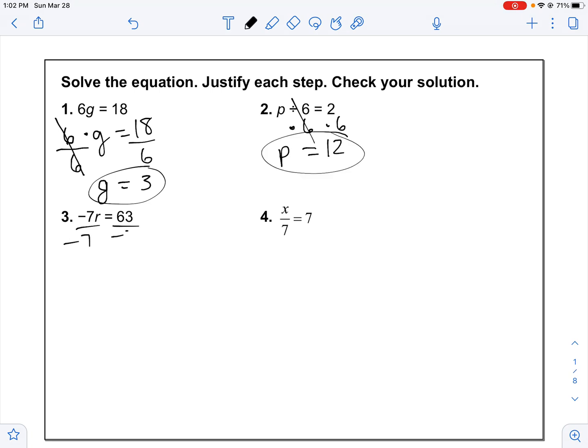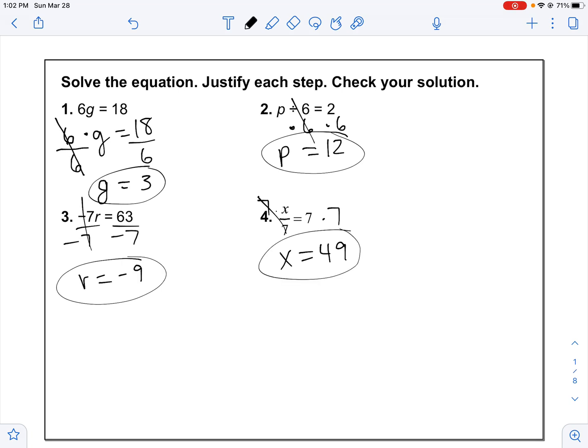Again, this is opposites. We know that that's multiplication, so we do division. And here, that line means divide, so we multiply both sides. We're doing the opposite. All right, cool.